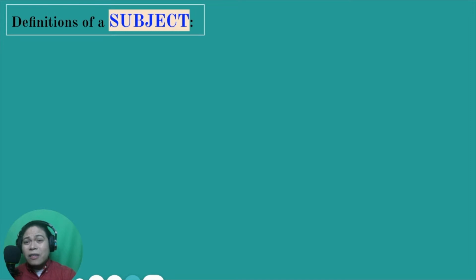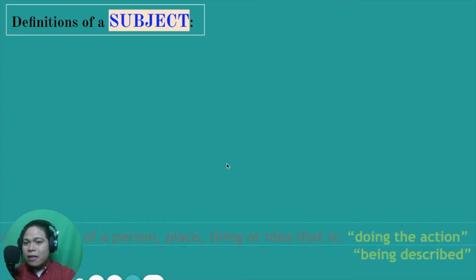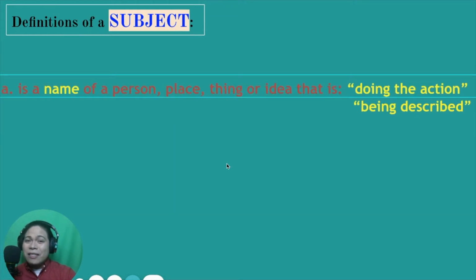So at this point, we will be talking about the definitions of each word. Let's start with the subject. How do we know that it is the subject in the sentence? Now, there are three definitions that I have here. Number one, a subject is a name of a person, place, thing, or idea that is doing the action and being described. All right? So when we say name, this can be a common or proper name of a person, of a place, of a thing, or even an idea.